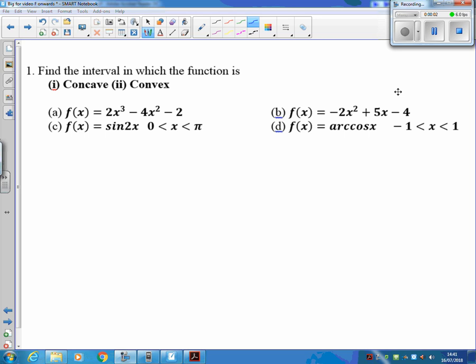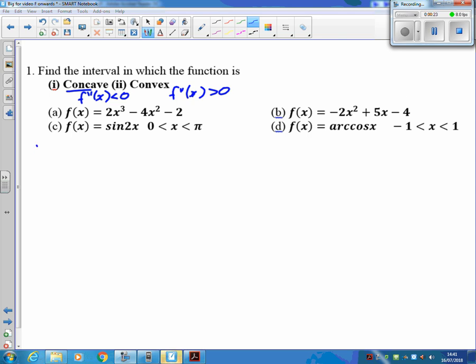The first thing you need to know for question 1 of review sheet I is, when is a function concave? A function is concave when the second derivative is less than 0, and it is convex when the second derivative is greater than 0. There are other reasons as well, but they're the two things that we're looking for.